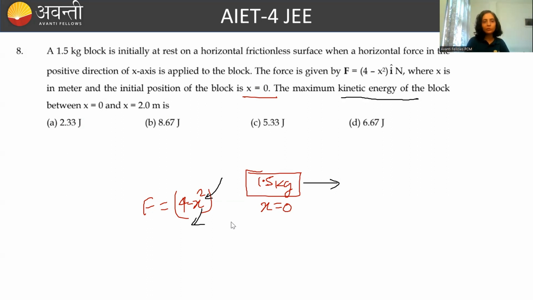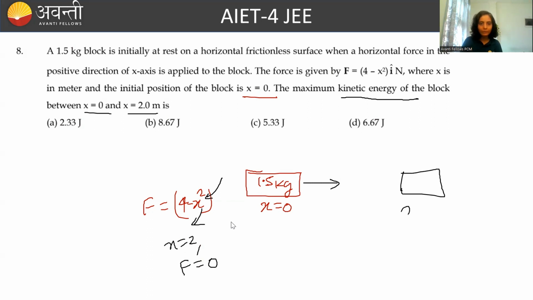The maximum kinetic energy of the block between x equal to 0 and x equal to 2. So at x equal to 2, if you see, the force will become equal to 0. So from x equal to 0 to x equal to 2, what is going to happen? The force is going to decrease from 4 to 0. But even though the force is decreasing, the body is still accelerating because the force is acting on it. I mean that the initial velocity was 0, so initially it was at rest. Now the force is acting, no matter what magnitude, so it will contribute to its velocity, right?